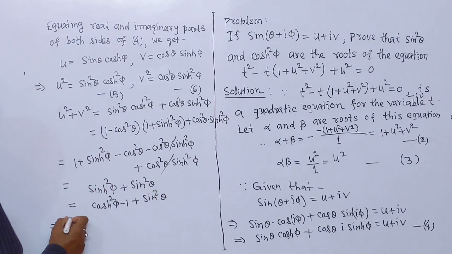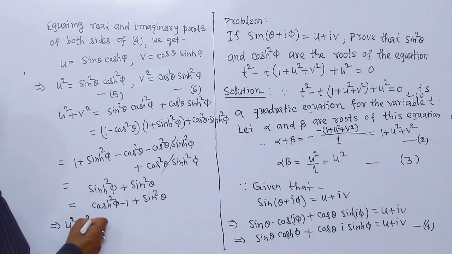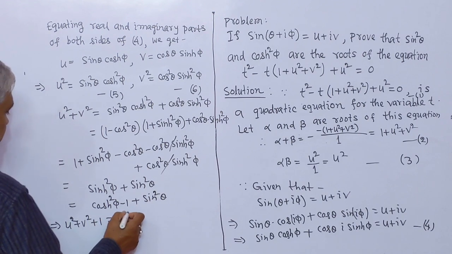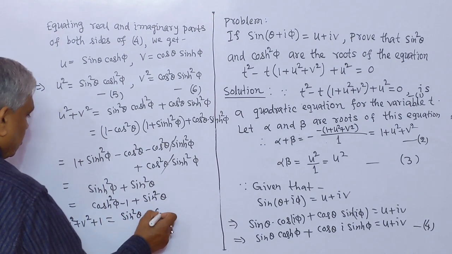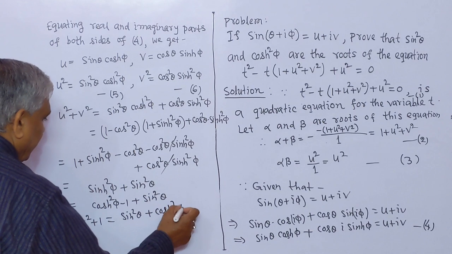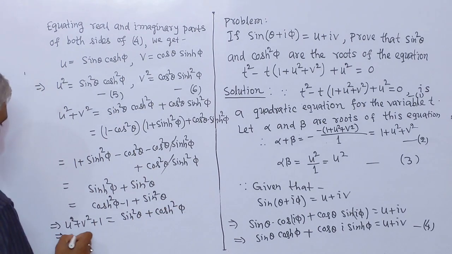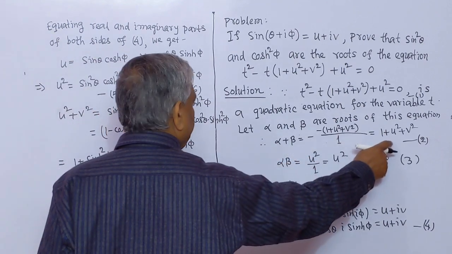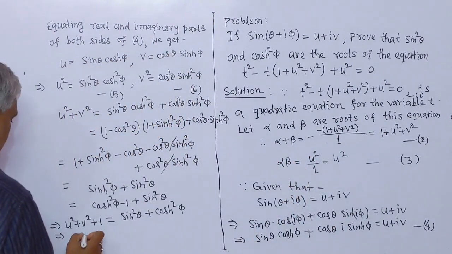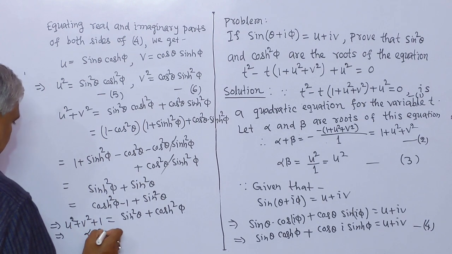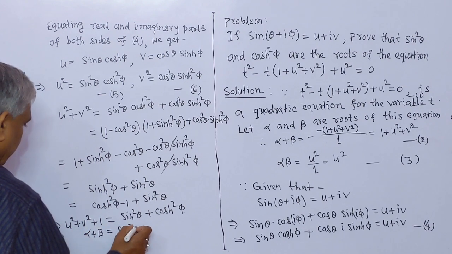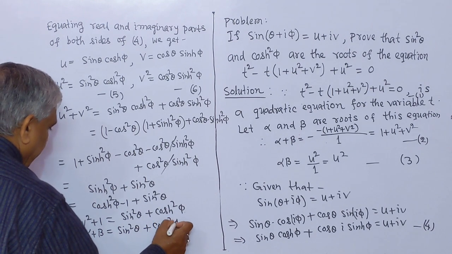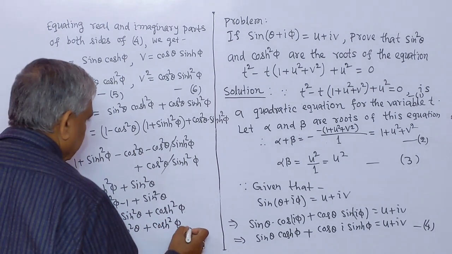This implies that u square plus v square plus 1 equal to sine square theta plus cosh square phi. This implies that u square plus v square plus 1 equal to alpha plus beta. Alpha plus beta equal to sine square theta plus cosh square phi. This is number 7.